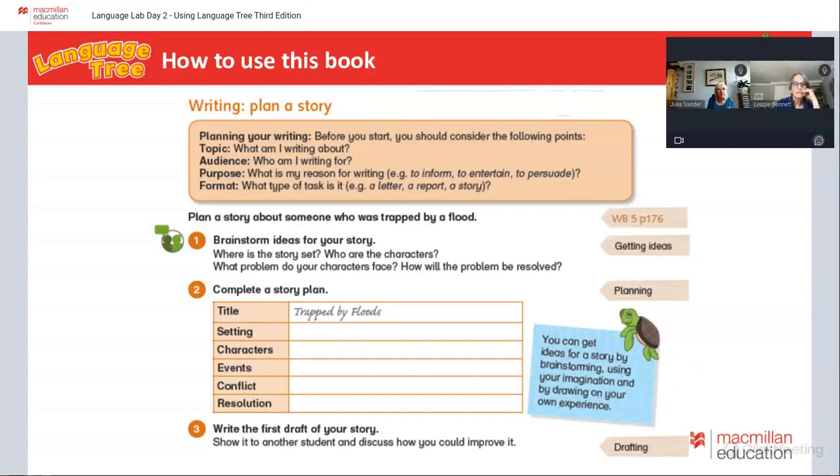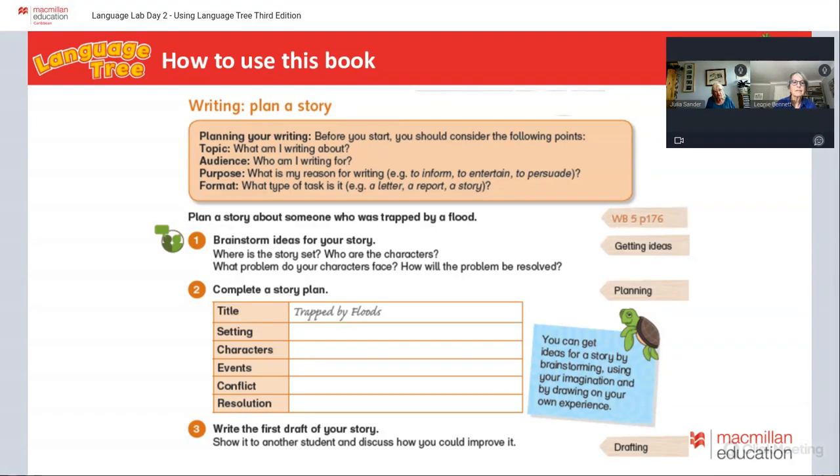Now, finally, we come to the writing exercise, and again, you will see how it's all based on the same theme of a story. They've read a story, they have worked out the story elements, they've discussed stories they like, and the final exercise is to plan a story and to write a story. So here they're writing about someone who was trapped by a flood. The reading exercise was about somebody who went out to sea in a boat and found it difficult to come back. So the topics are a bit similar. They're asked to brainstorm ideas for the story and to complete a story plan and then write a first draft.